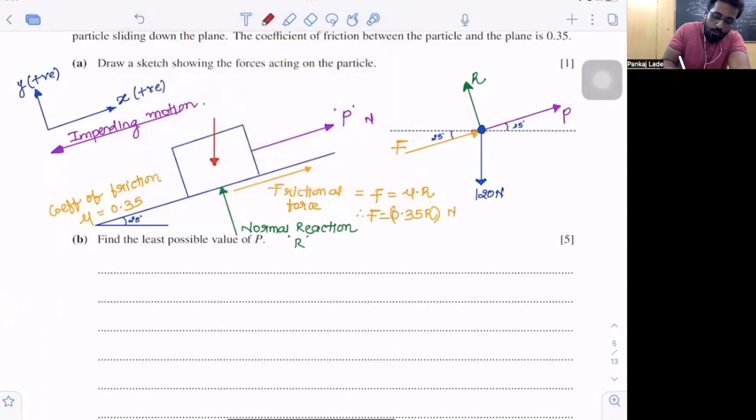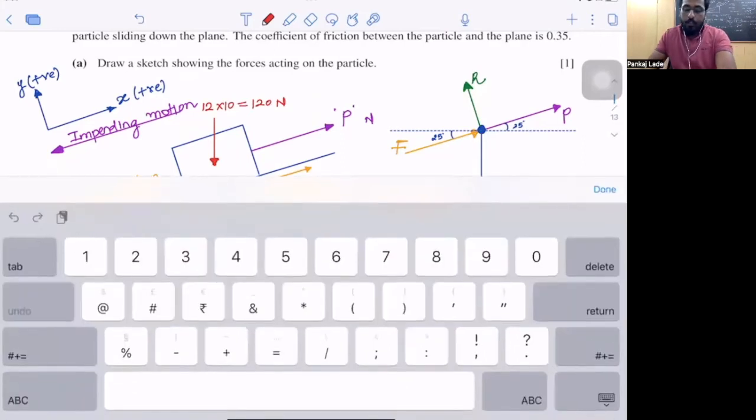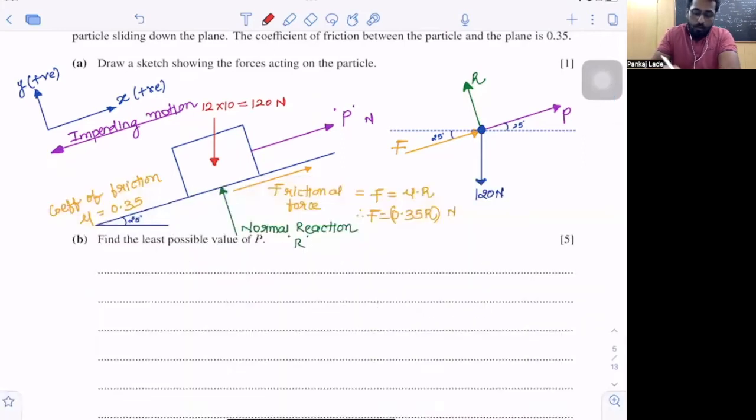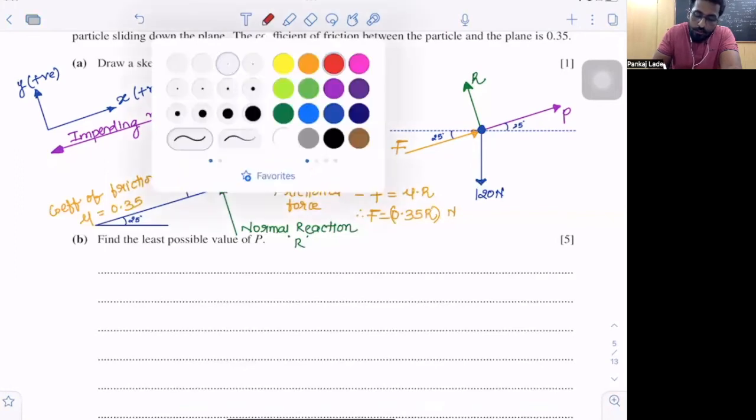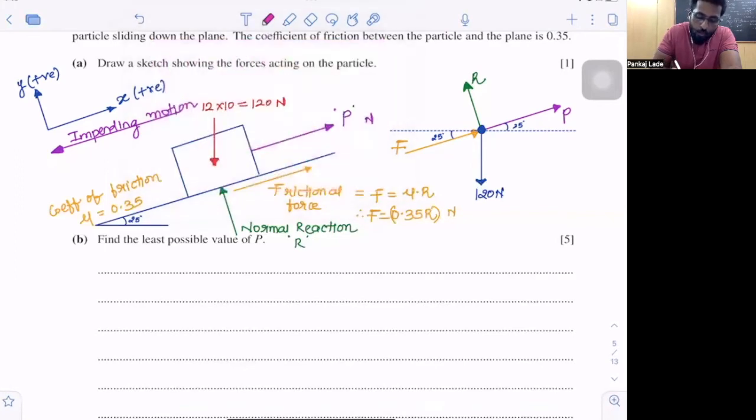This was 12 into 10, 12 kg multiplied with g, which is 10. That gives me 120 Newton. That's the weight force. Okay, so now this weight force will get resolved into 2 components. One of the components is along the plane, and it is going down.